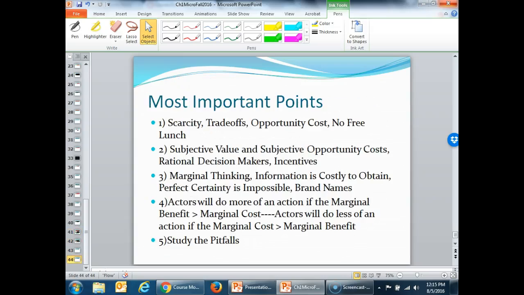And that's about it. We have scarcity, trade-offs, opportunity cost, no free lunch. We went over that. Subjective value and subjective opportunity costs, rational decision makers and incentives. We talked about marginal thinking, how information is very costly to obtain and perfect certainty is impossible, and then the importance of branding. Actors will do more of an action if the marginal benefit is greater than the marginal cost. And then we also studied the pitfalls for the most part. And that is 45 minutes well spent, I hope.